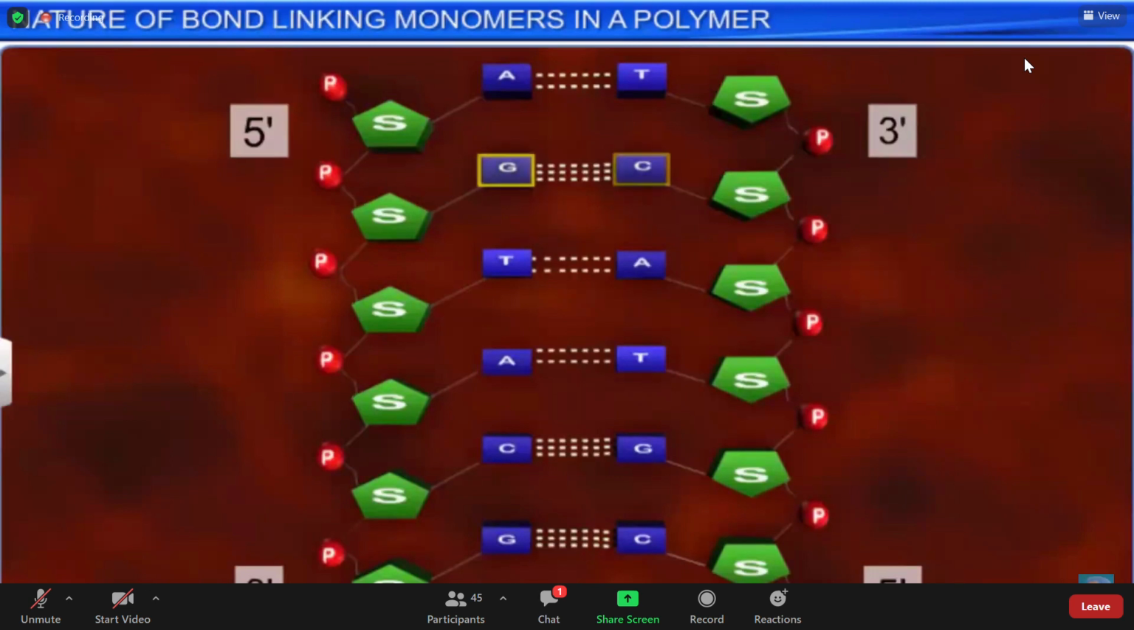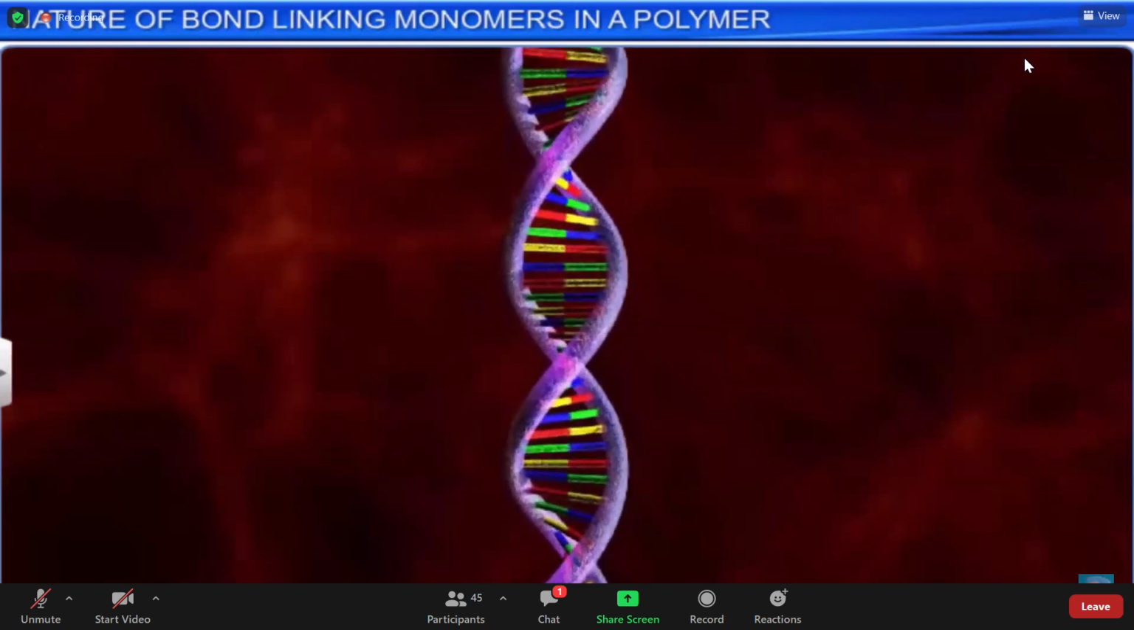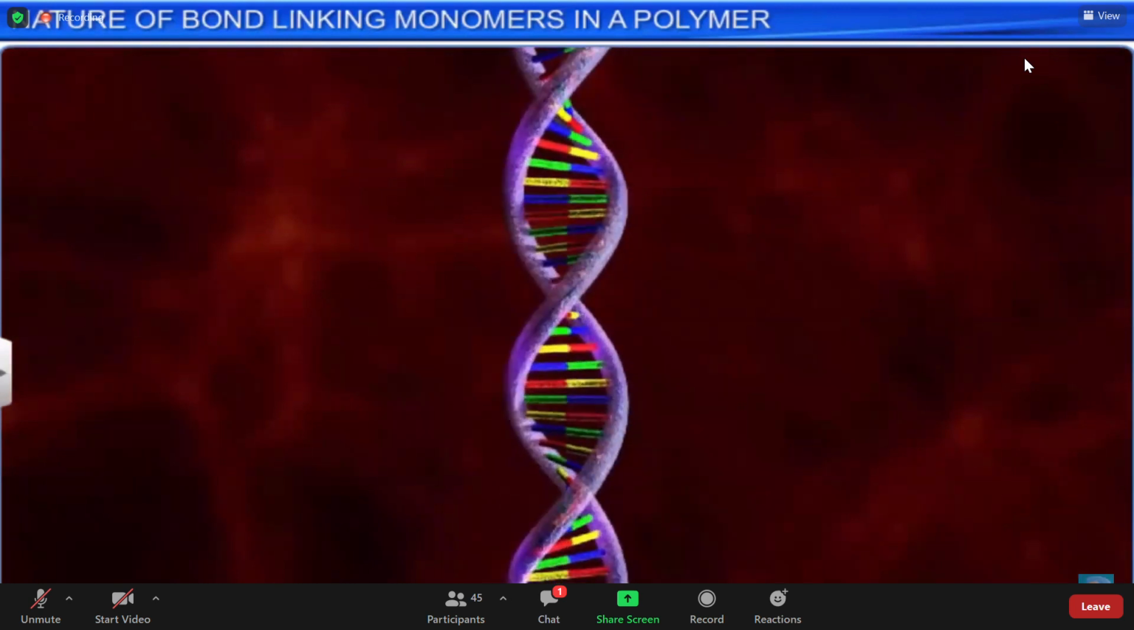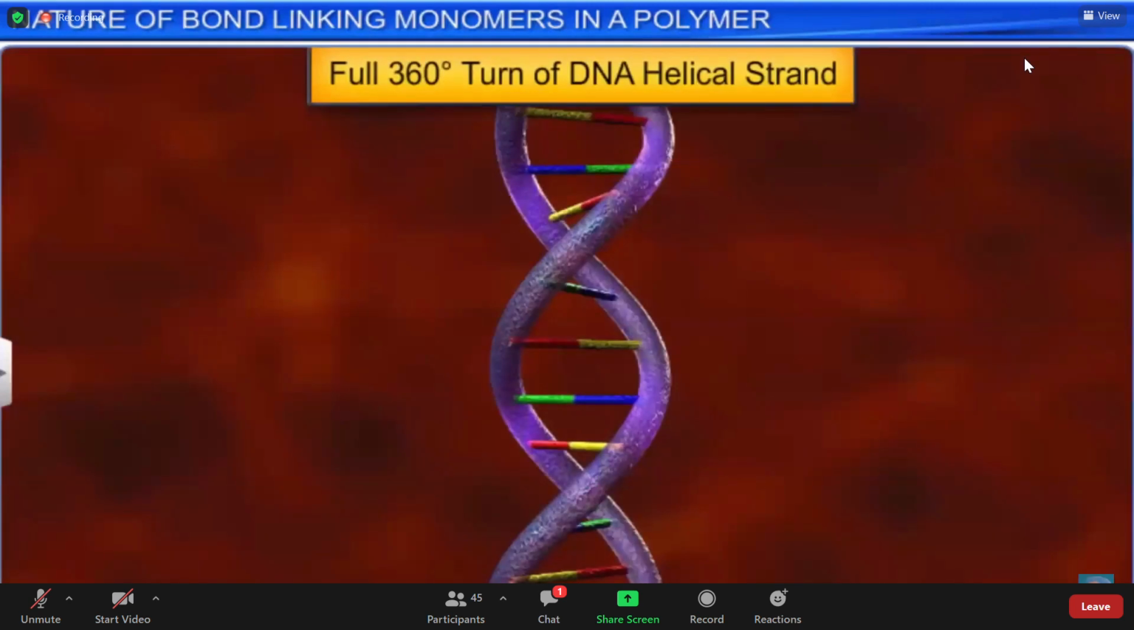Each strand appears like a helical staircase, and every step of the ascent is represented by a pair of bases, with adenine and thymine joined by double bonds and cytosine and guanine by triple bonds. The 360-degree turn of the helical strand would involve 10 steps or 10 base pairs.